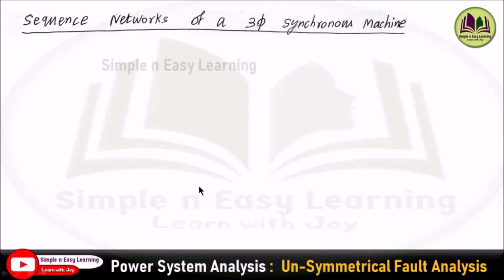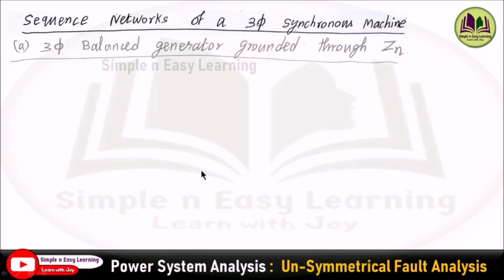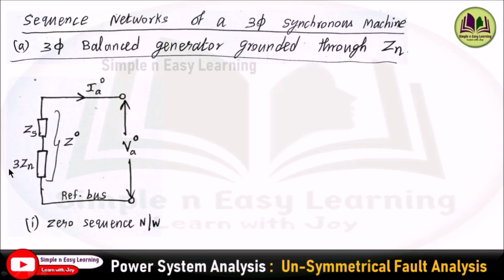Now we are going to draw the sequence network of a three-phase synchronous machine. There are three conditions. The first condition is a three-phase balanced generator grounded through an impedance Zn. For that, the zero sequence network will consider the zero sequence impedance. It has two terms: the synchronous impedance and 3 times the neutral impedance. We obtain this from the Z matrix in the derivation, Zs plus 3Zn, that is your Z0, and the current flowing is IA0, the zero sequence current, and the voltage is VA0. So this is your zero sequence network.